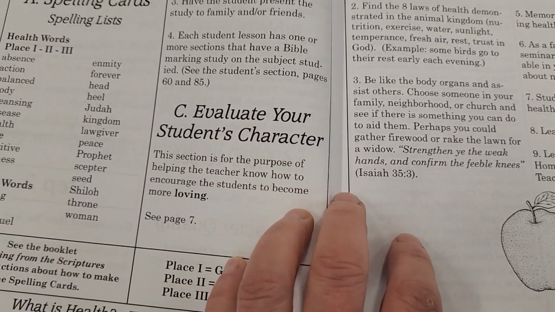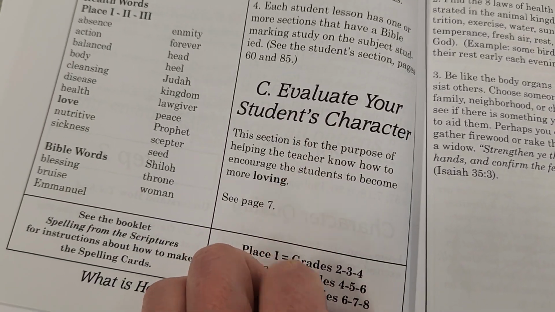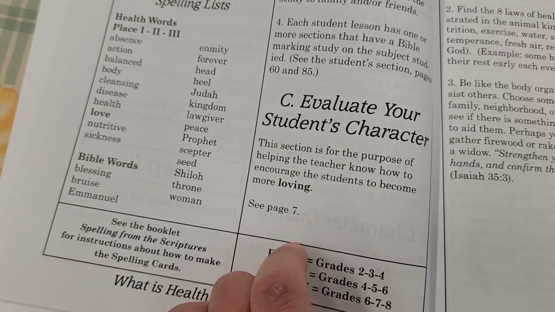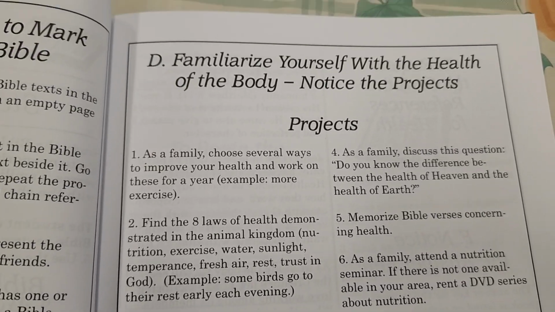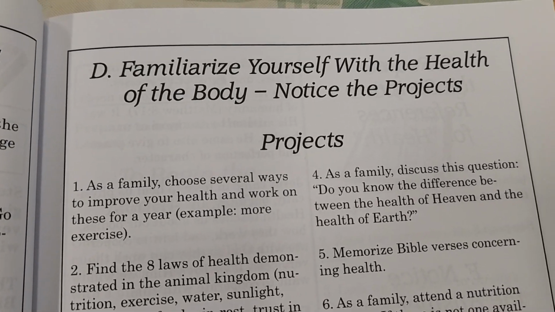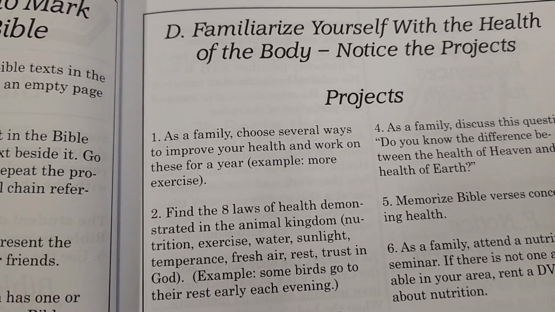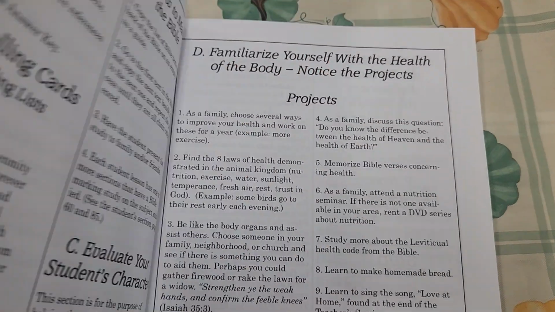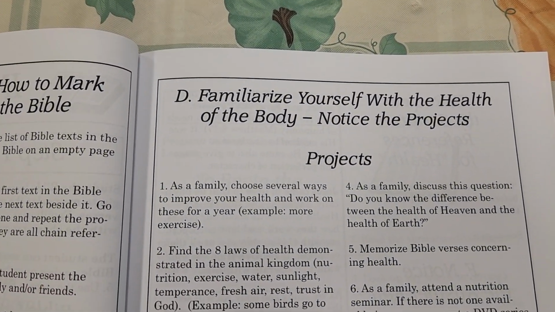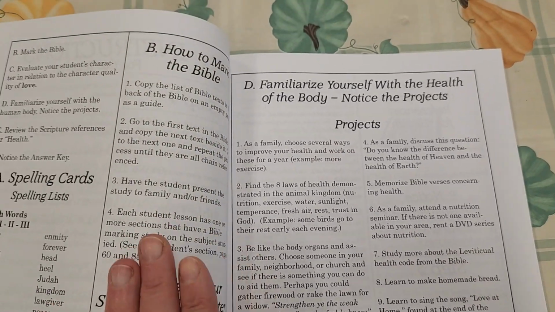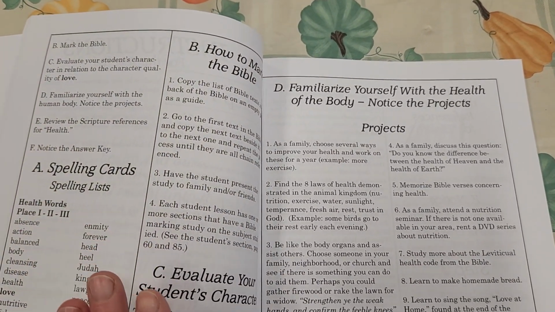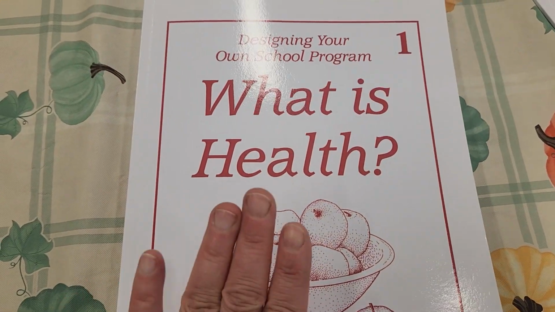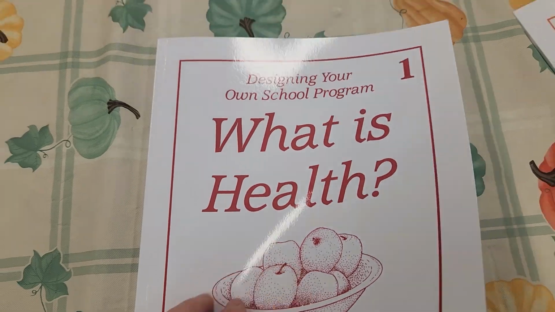There is a section on the character trait. So it's going to evaluate them on how loving they are. And then it gives you a project page. This is really cool. You can come up with your own projects for the topic. So it's kind of like doing a unit study, except you are doing it based on the Desire of Ages chapter and based on the character quality, and then it's linked to the unit study.